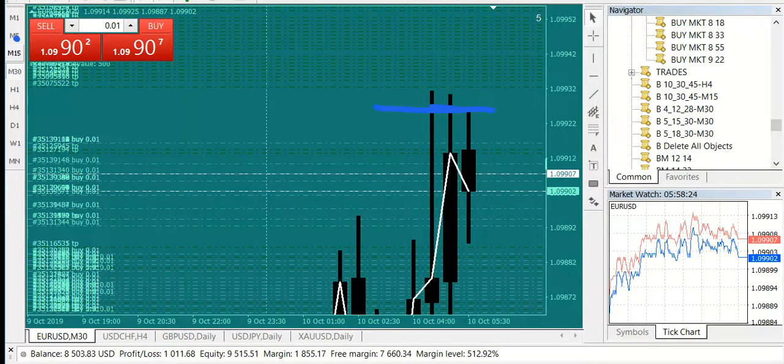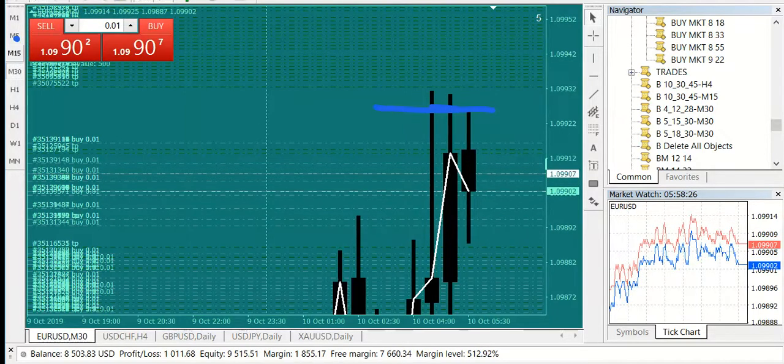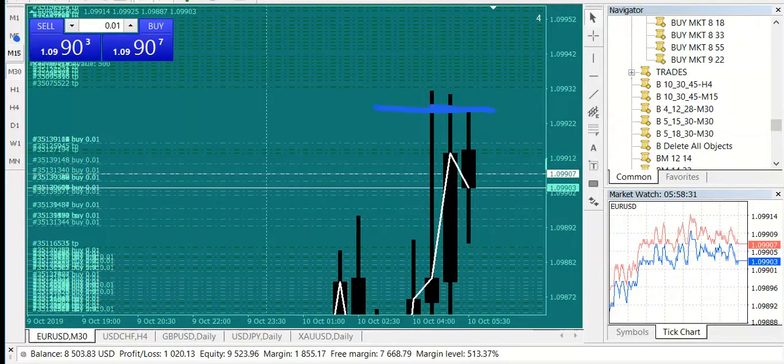Not tasty. Okay, we got 2.5 minutes left here. If this market closes down in the half hour, we come in really big with a tight stop on the half hour.